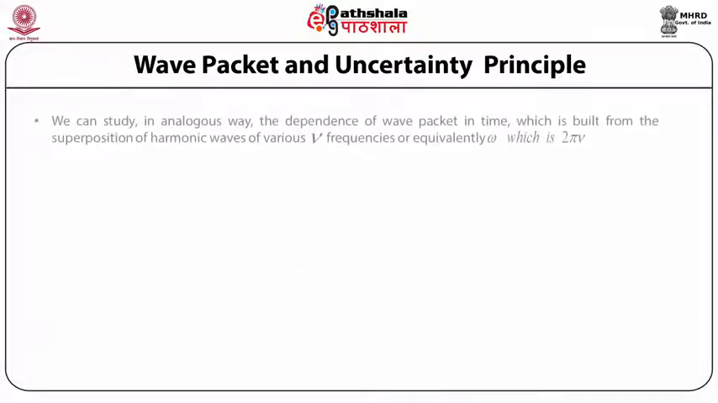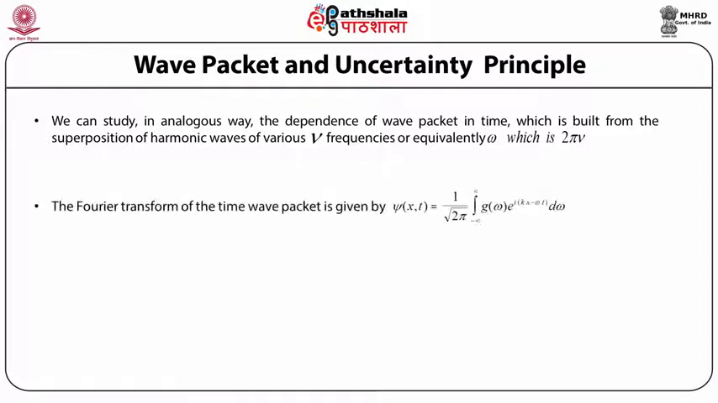Just like we have shown the uncertainty principle using the uncertainty in the determination of momentum and position of the particle simultaneously, similarly, in an analogous way, the dependence of the wave packet in time, which is built from the superposition of harmonic waves of various frequencies nu or equivalently omega, which is 2 pi nu, can also be done.